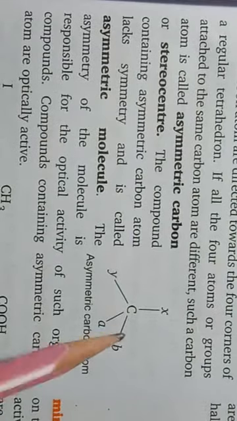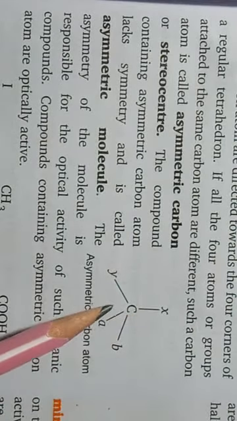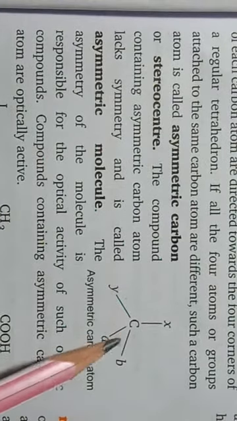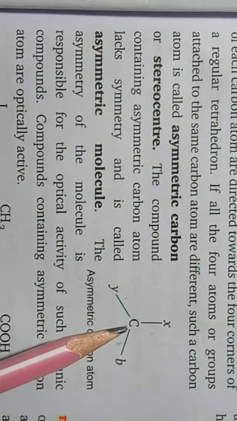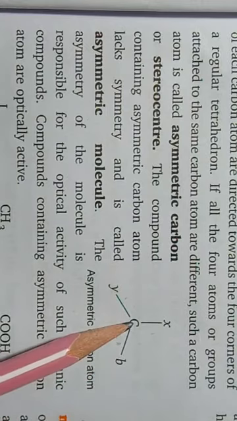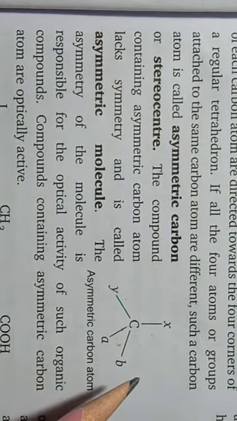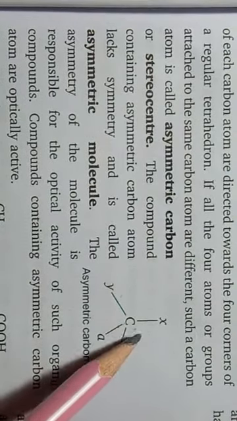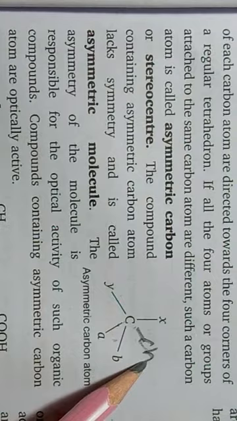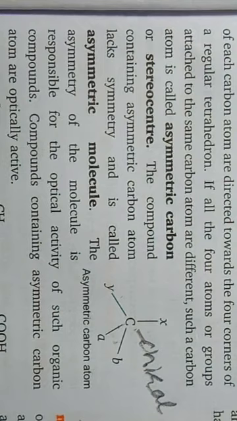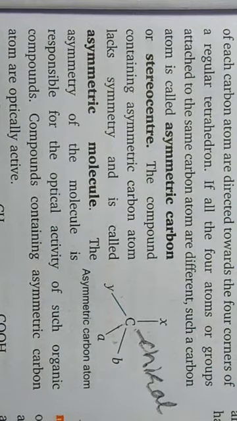The carbon atom in which all four valencies are satisfied by different groups or atoms, such carbon atoms are known as asymmetric carbon atom or stereocenter. Also one term is used, that is chiral carbon atom, C-H-I-R-A-L, chiral carbon atom, and the molecules which are having a chiral carbon atom are known as chiral molecules.